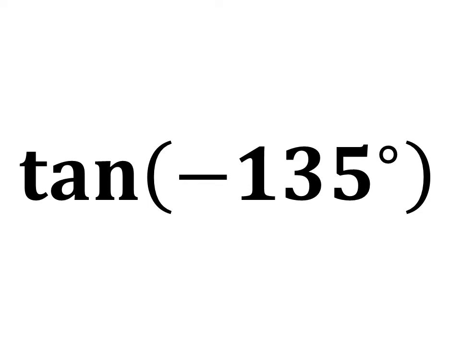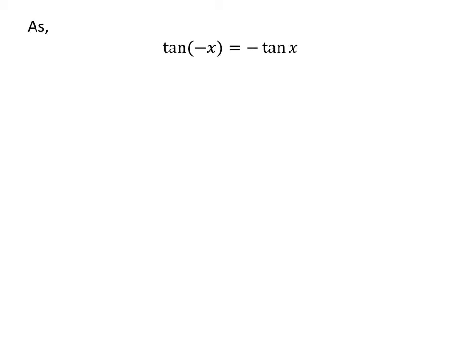In this video, we will learn to find the value of tangent of minus 135 degree. As we know, the trigonometry identity tangent of minus x is equal to minus tangent of x. The video explaining how to derive this identity is appearing in the upper right corner. Also, the URL address of the video has been mentioned in the description section.